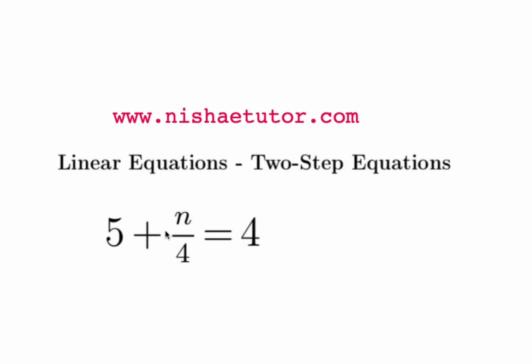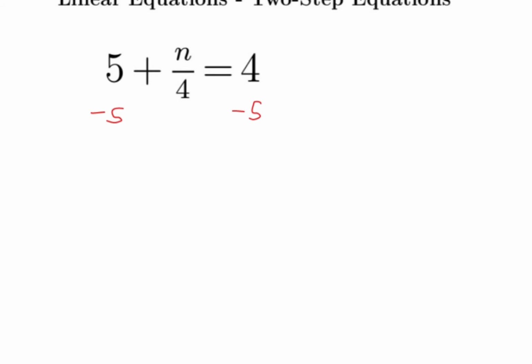So how to solve for n? Here 4 is dividing and 5 is adding. So backward operation means use the order of operations backwards. So here first subtract, subtract what? Subtract 5. Okay. So here this cancels, n upon 4 equals 4 minus 5, which is minus 1.